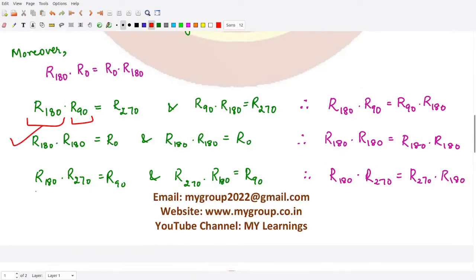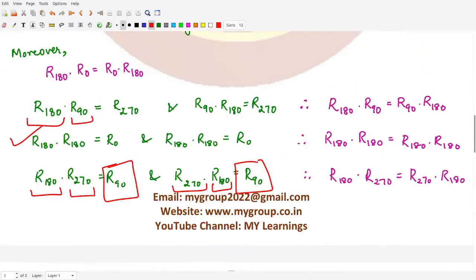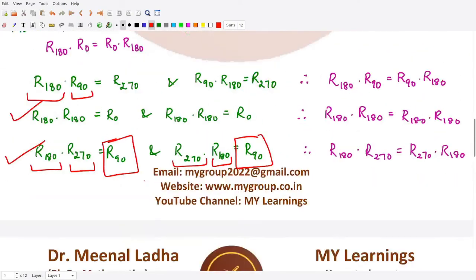For the third step, we wanted to see if R180 with R270 is equal to R270 with R180. That means both of them should give us the same answer. So let's see this in the table. R180 together with R270 is equal to R90, and R270 with R180 is equal to R90. Again, both of them are equal, so therefore we have commutativity in this case also.